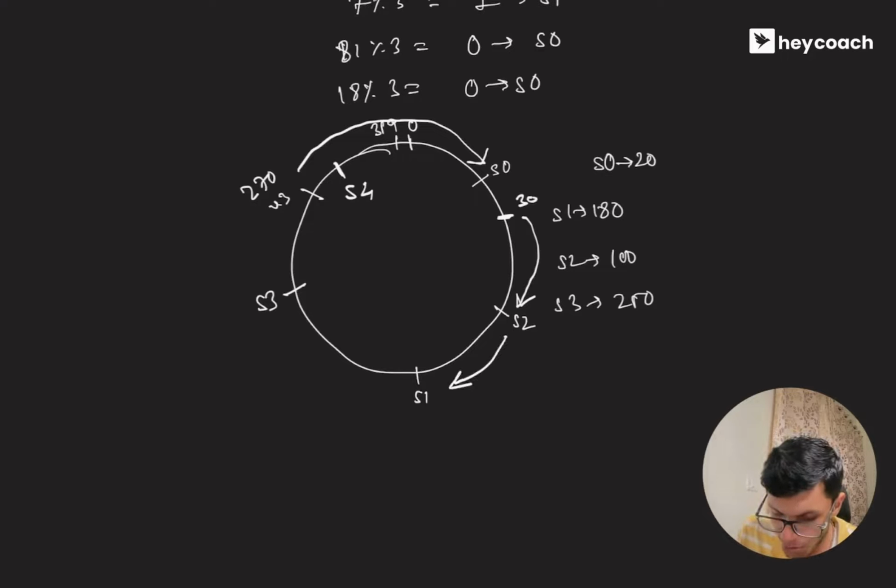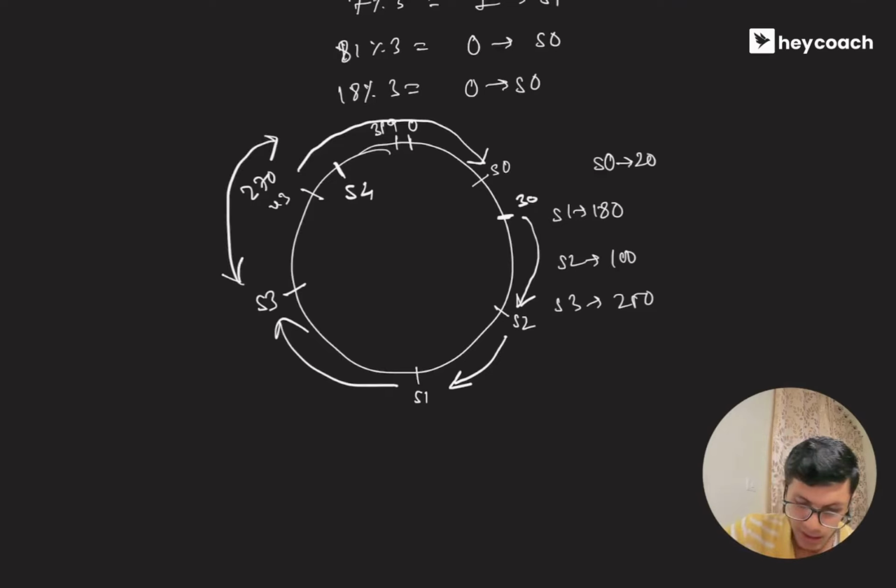Anything between S2 and S1, no rebalancing required. Anything between S1 and S3, no rebalancing required. Anything between S3 and S0, rebalancing is required, because now from somewhere from S3 to S4 in this range, all the keys that were earlier going to server 0 will now start going to server 4. And from S4 to S0, there is no rebalancing that is required.